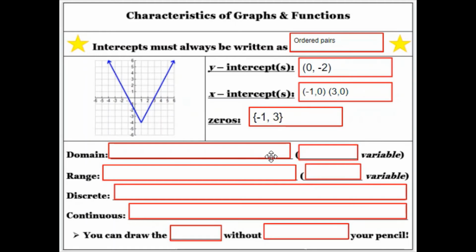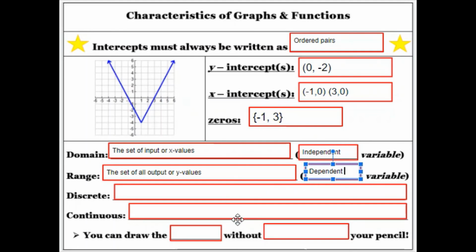Now we're going to define a little bit more vocabulary. The domain of a graph or of a function is the set of input values, input or x values, which is also known as your independent variable. That makes range the set of all output or y values. And this would be the dependent variable.